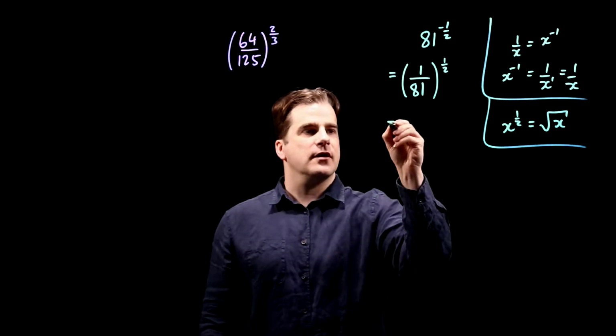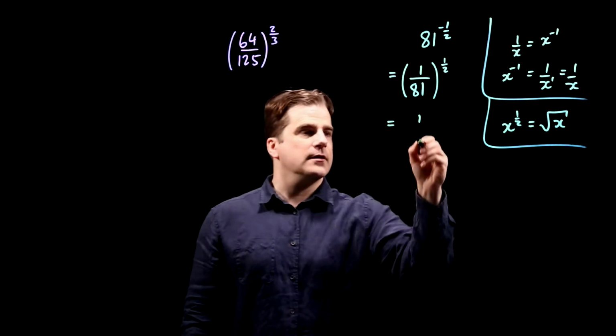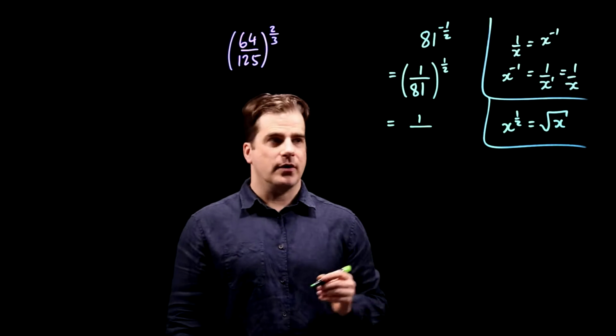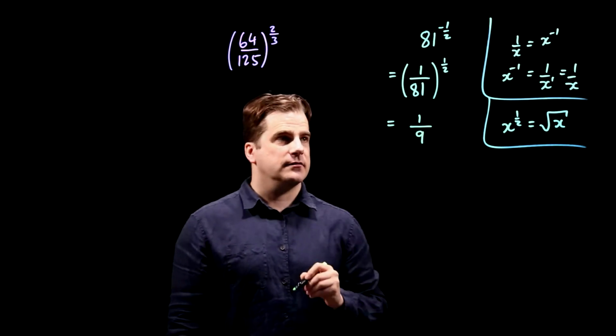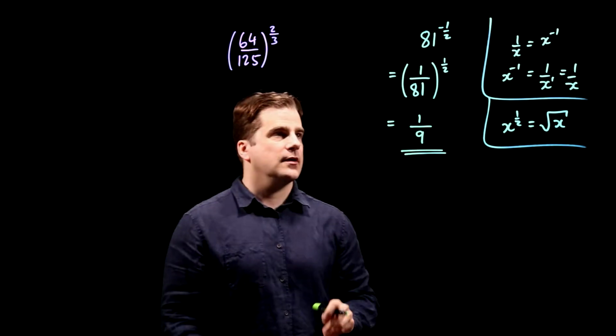So, what's the square root of 1? Well, it's just 1. What's the square root of 81? It's 9. 9 times 9 is 81. So that's it. Good.